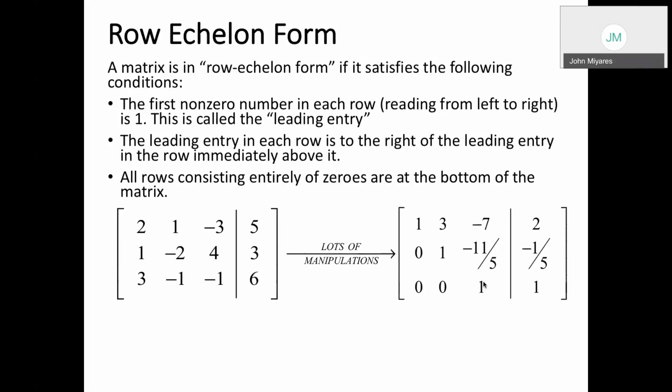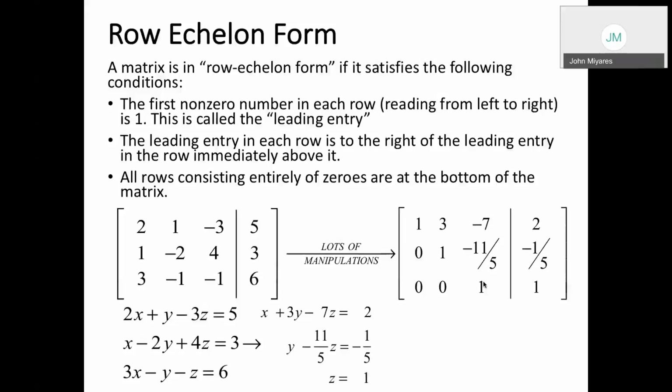Now, you could be staring at this and wondering why we care about this anyway. Well, our original augmented matrix represented the coefficients and the answers for our original system of equations: 2x plus y minus 3z equals 5, x minus 2y plus 4z equals 3, 3x minus y minus z equals 6. This new augmented matrix will give us an updated system of equations that is algebraically equivalent to what we started with, but will be much easier to solve.